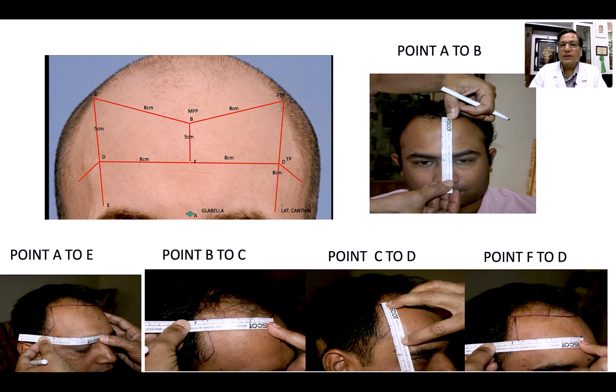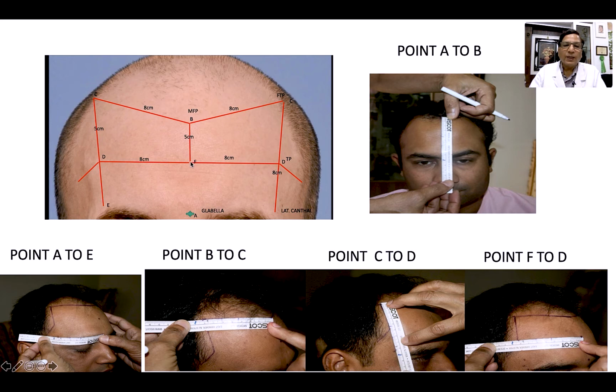The usual range given is 7 to 10 centimeters, which is a very broad range. If you are a novice surgeon, it becomes difficult to decide whether to keep 7, 8, 9 or 10. So I took 8 centimeters plus or minus 1. So 7 centimeters or 8 centimeters you can take. Here we are taking 8 centimeters. Then this point is B, or the mid-frontal point.